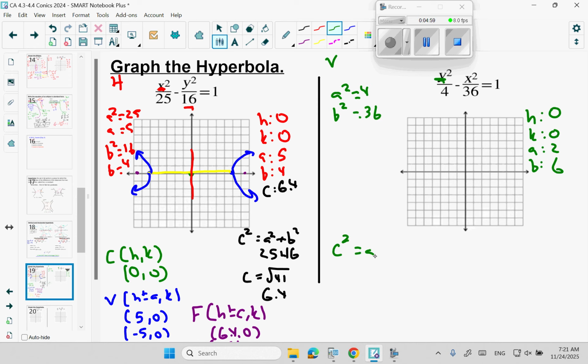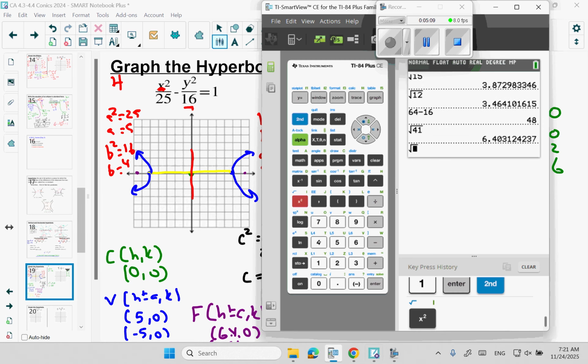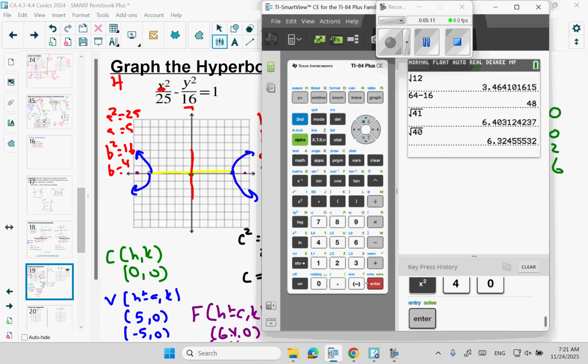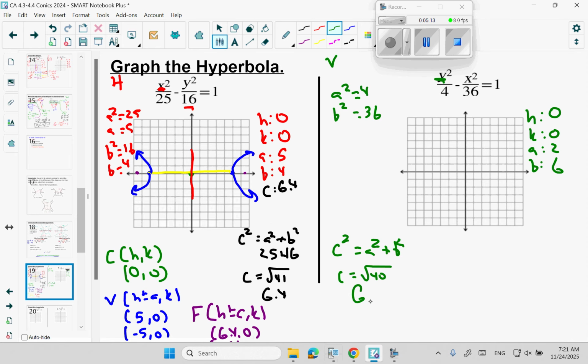C squared equals a squared plus b squared. So 4 plus 36 is 40. So c is the square root of 40. Which is 6.3. Or if you like reduce radicals, that would be what? 2 square root 10. So all works out.